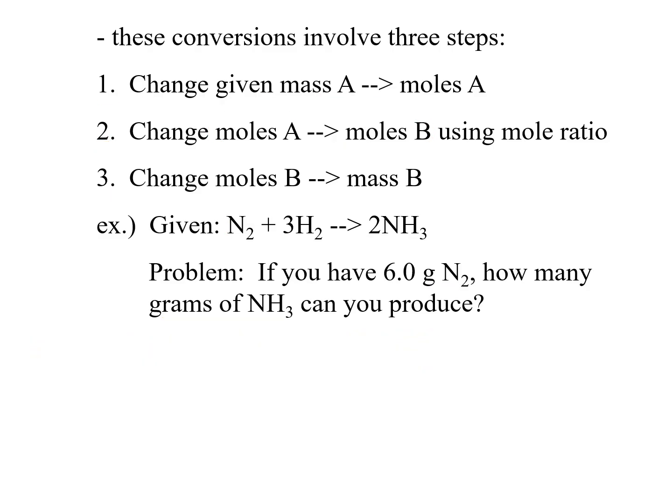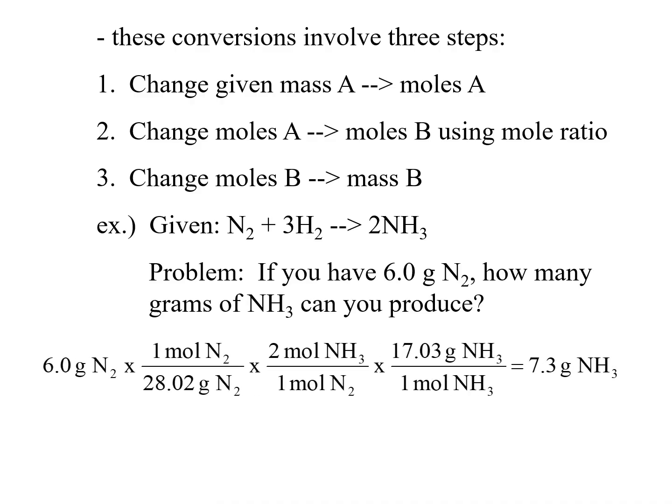Again, let me put up the nice version. Here we go. Here's what it should look like, okay? So you have 6 grams at the beginning, 28.02 on the bottom, 2 on the top, 17.03 on the top, which gives you a final answer of 7.3, which is grams of NH3.